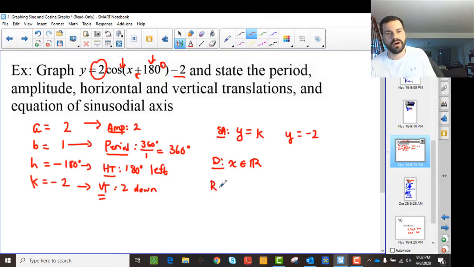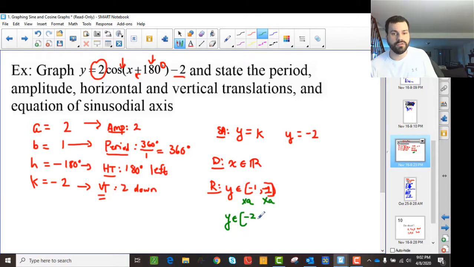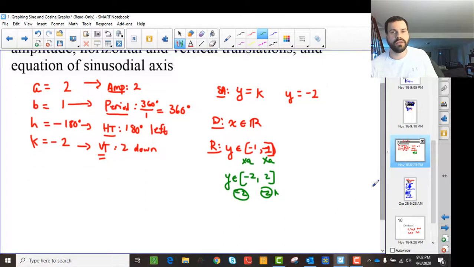And then the range, all we have to do is we know the original range starts from -1 to 1. So the thing that affects that first is your amplitude. If you multiply by a, that gives me y belongs to -2 to 2, since a is 2. And then k moved everything down 2, so I'm going to subtract 2 from each of them. That's my k value. And that gives me a final range of y belongs to the interval from -4 to 0.